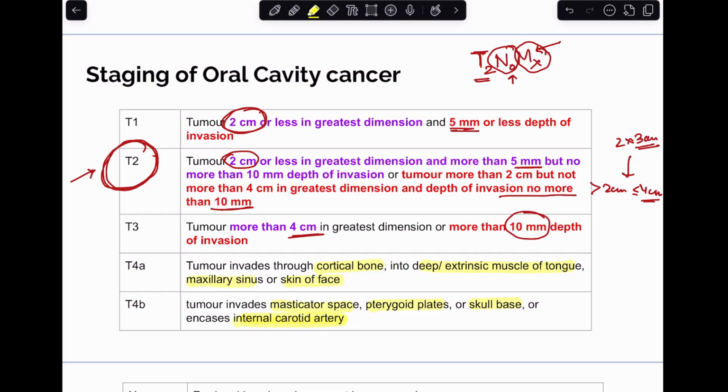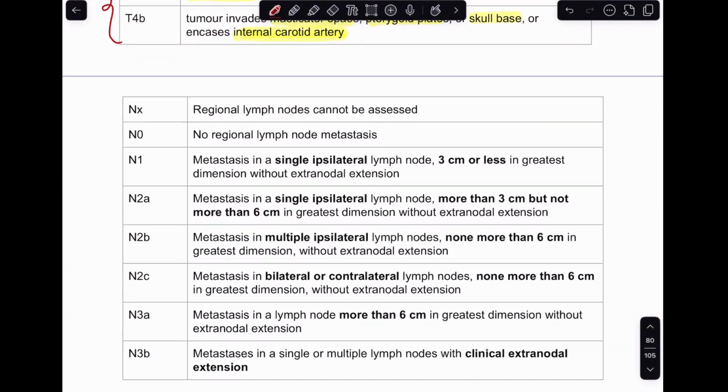In our scenario, because there has been no bone involvement or involvement of any of the structures mentioned in T4, and our size of the tumor is 3 centimeter maximum in greatest dimension, we are classifying it as T2. Moving on to N staging.